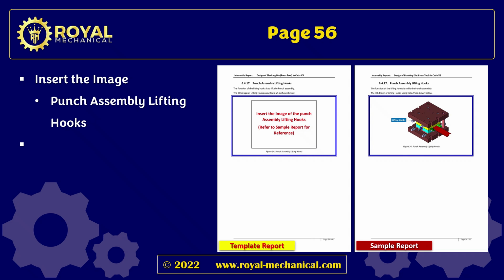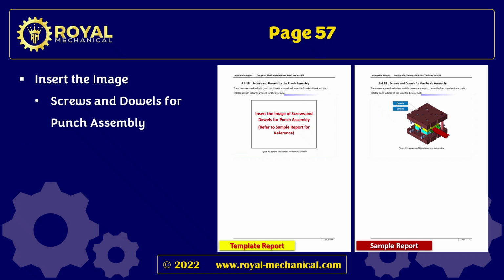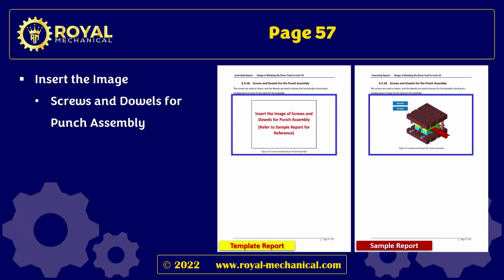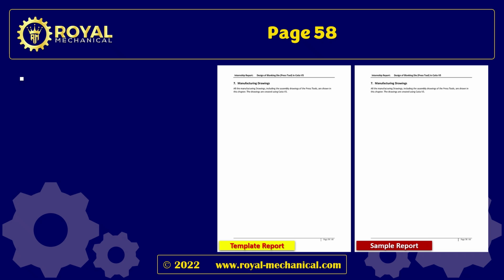On page 56, insert the image of the punch assembly lifting hooks. On page 57, insert the image of screws and dowels for punch assembly. Page 58, the heading of the chapter, Manufacturing Drawings. You don't have to change anything on this page.